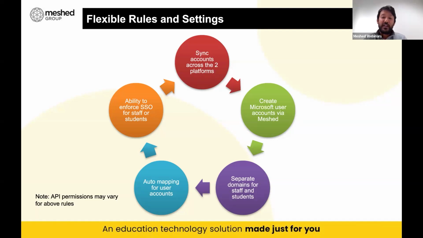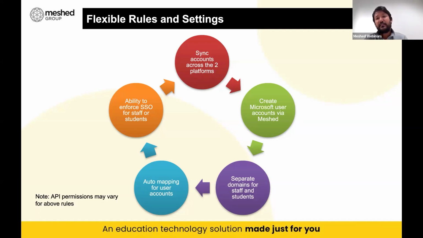You can also choose to create Microsoft users if a Mesh user account is created. So let's say you have separate domains for your user types, for example staff have a separate domain and your students have a separate email domain. Then you can specify multiple domains for staff and student types. That is also supported in this integration. Then there is auto mapping for user accounts. There are basically 3 ways of doing the auto mapping, and I'll talk about that in the next slide.